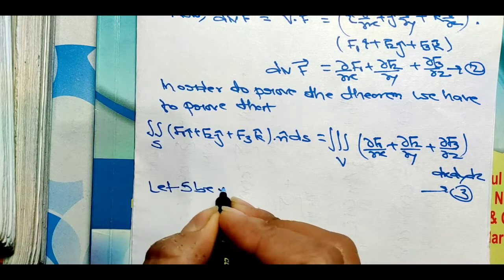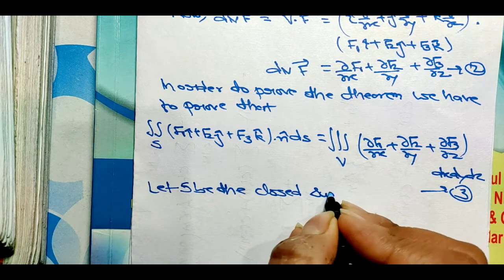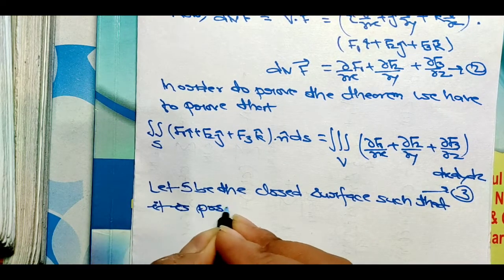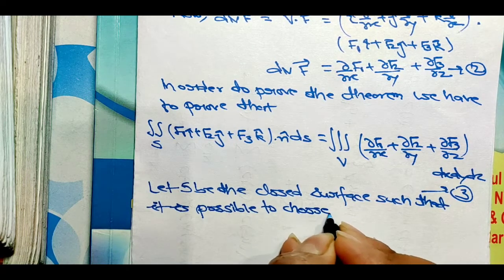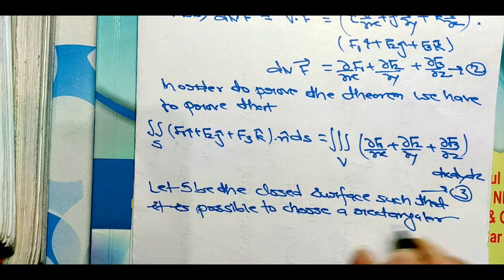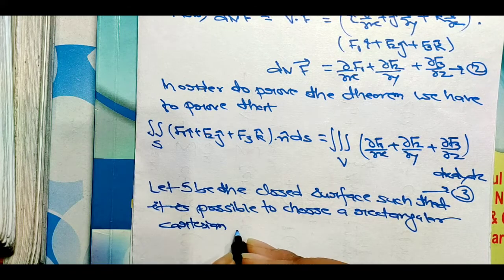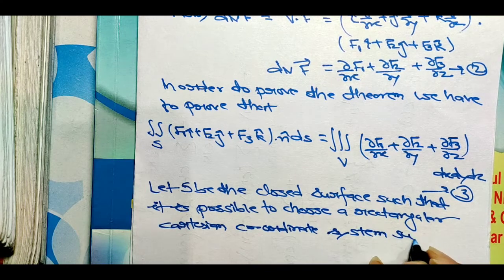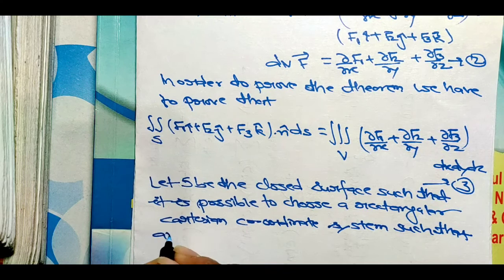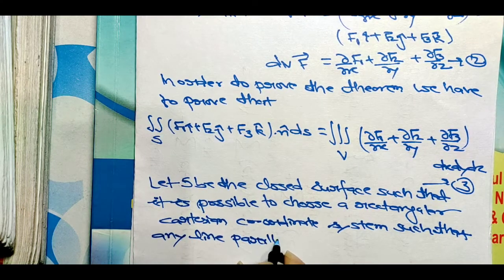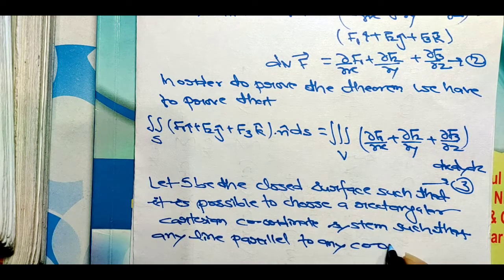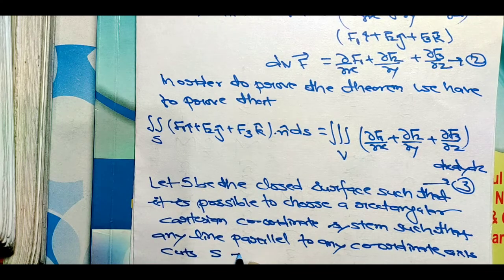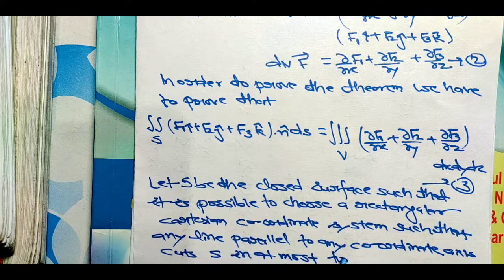Let S be a closed surface such that it is possible to choose a rectangular Cartesian coordinate system such that any line parallel to any coordinate axis cuts S in at most 2 points.